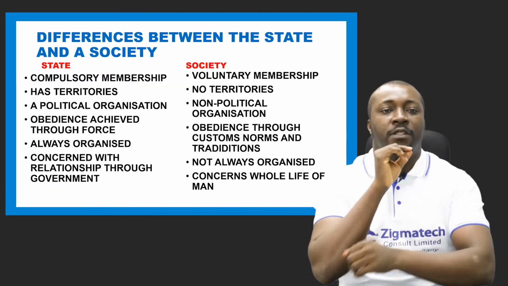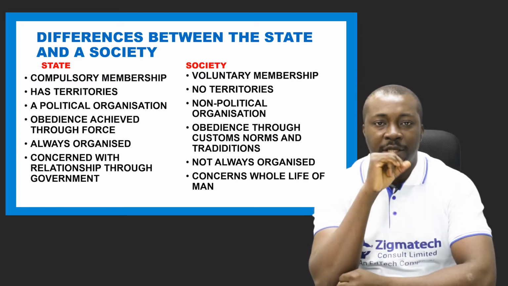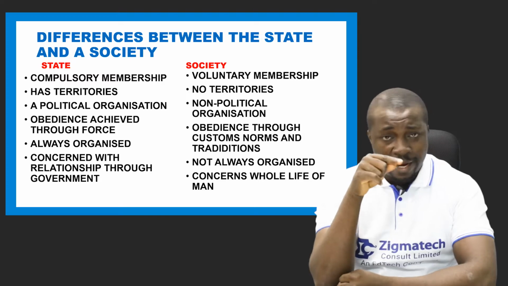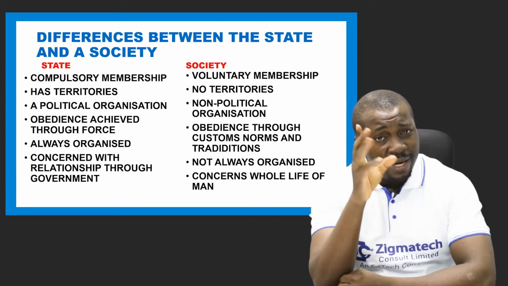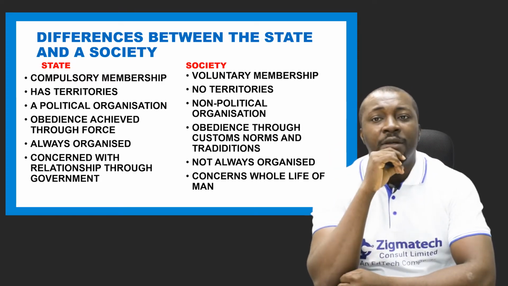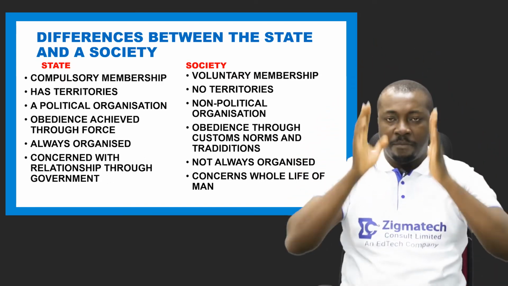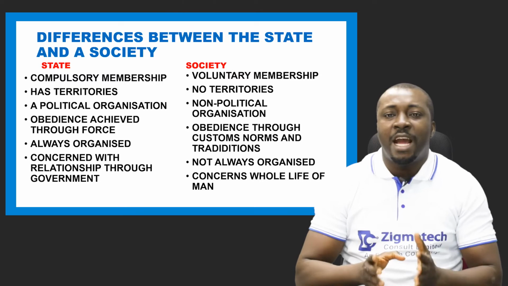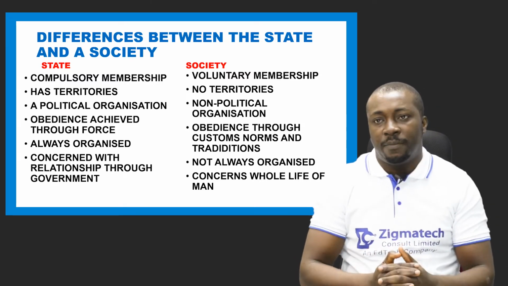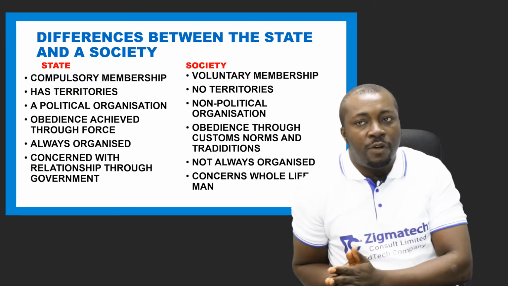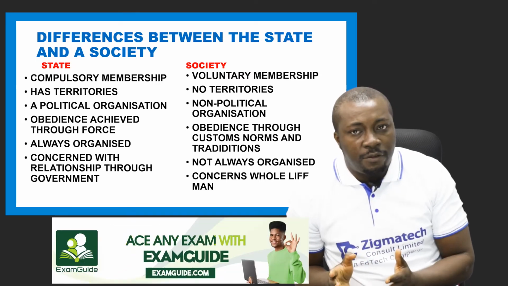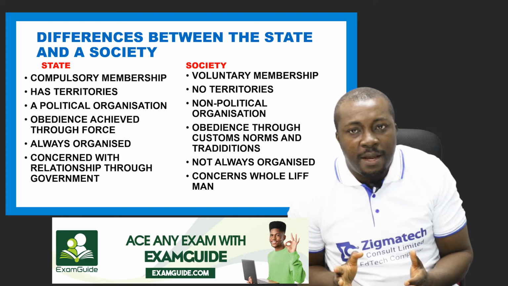Now, let's look at the differences between society and the state. What are the differences? Are they the same? Though at times they are used interchangeably, let's look at the differences. Now, the state has compulsory membership. It is a must. Members can't help being members of the state. But society has voluntary membership. Example, the Red Cross. It's voluntary. You must not be a member.